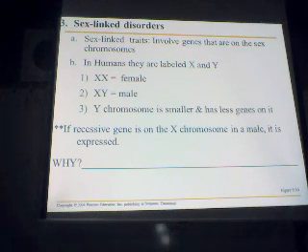Since males have only one X, if a recessive gene is present on the X chromosome, it's always expressed. We always see it. The reason why is because they only have one X. There's not another chromosome to cover that trait. For females, they have 2 X chromosomes. So if it's on one, the other one might have the dominant form, and they may not show the trait.